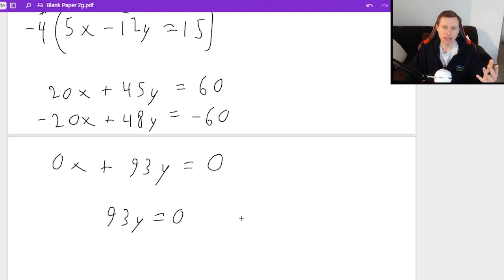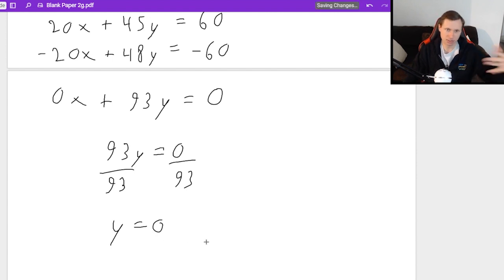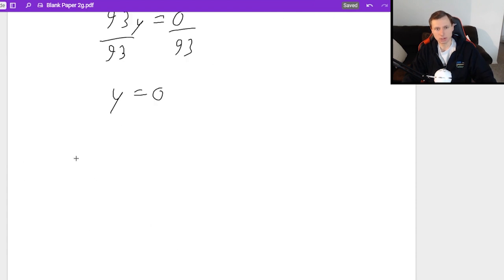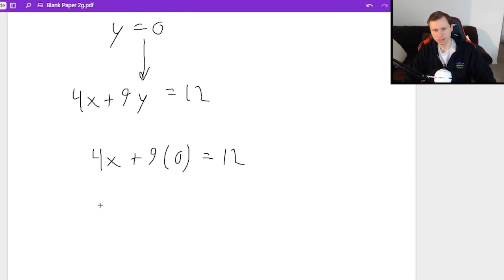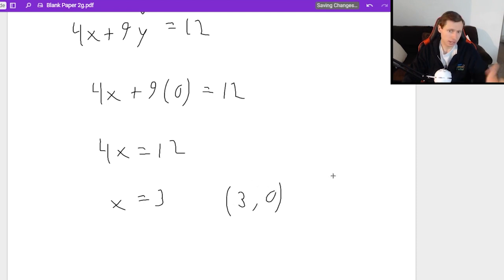And I know what you're thinking right now. You're thinking either it's no solution or infinitely many solutions because you've heard of that before. But that is not true, because we can solve for y here by dividing both sides by 93, and we'll get y equals 0, not the other two things I just said. And so then if I wanted to solve for x, I can either plug back into the original first equation or the original second. I'll choose the first one. So 4x plus 9y equals 12. Y is 0. So 4x plus 9 times 0 equals 12. That means 4x equals 12. And dividing both sides by 4, x equals 3. So my coordinate point I could write is 3, 0. And that's the answer for this one.